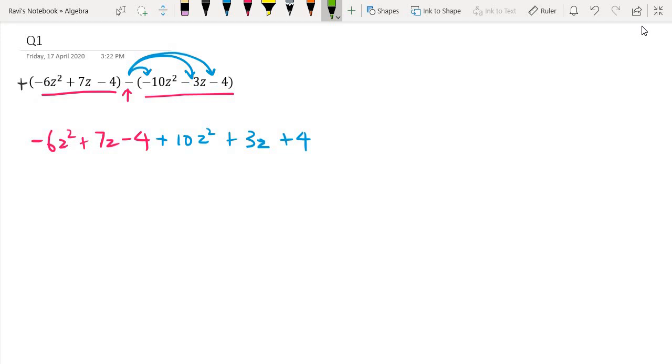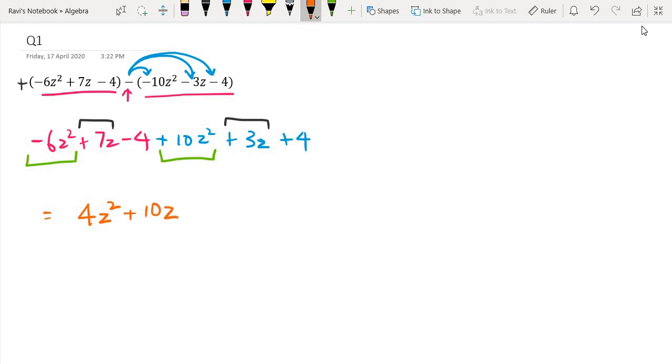For the z square, you can see that I have a negative 6z square and plus 10z square. So plus 10 and minus 6 would give me a plus 4. So it's 4z square. Now for the z, you have a plus 7z and plus 3z. So that will give me a plus 10z, okay?